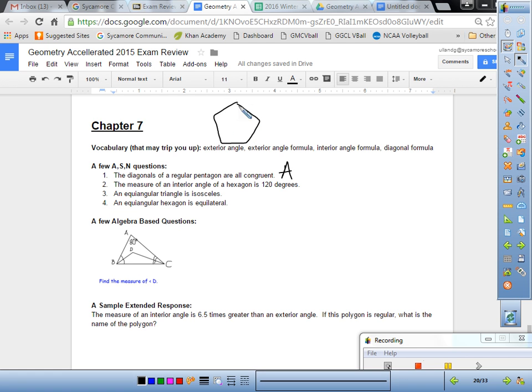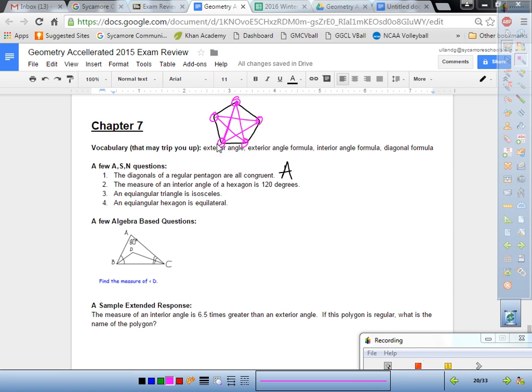So notice that every diagonal in a pentagon skips two sides. So that one skips two sides, or you could say it skipped three sides, but it's the same diagonal if you think about it. It skips, let's say, one angle, one vertex. So that diagonal skips that vertex. This diagonal skips that vertex. This diagonal skips that vertex, and this diagonal skips that vertex. They are all the same.